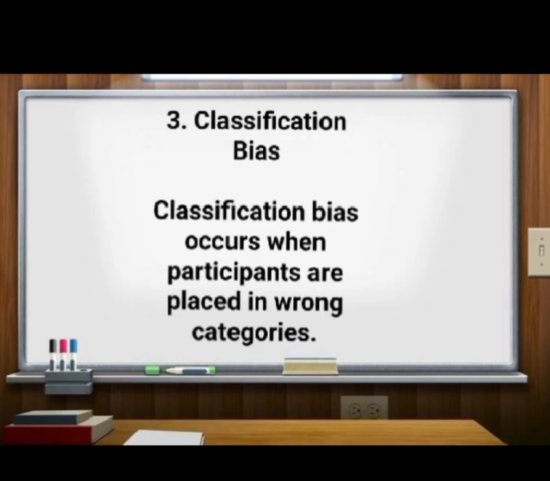Third one is classification bias. It occurs when participants are placed in wrong categories. A student with mild anxiety is wrongly classified as having severe anxiety. So, wrong classification leads to wrong results.